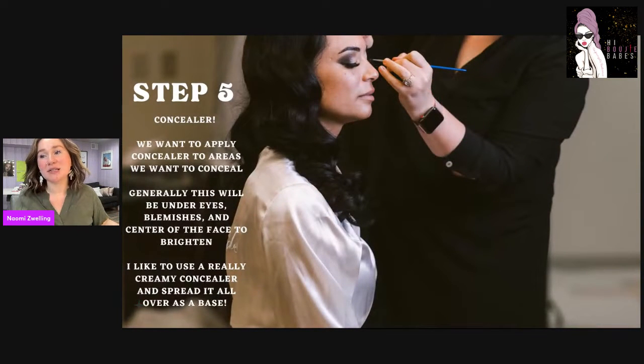Okay, we are in step 5. Concealer. We want to apply concealer to areas we want to conceal. Makes sense. Generally, this will be underneath the eyes, blemishes that you might have, and the center of the face to brighten. I really like to use a really creamy concealer and spread it all around as a base. So I'm going to show you exactly how to do that.